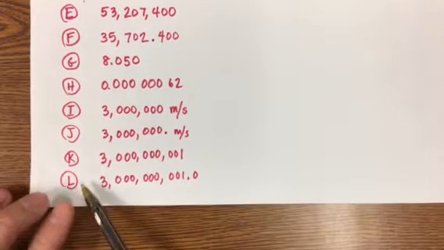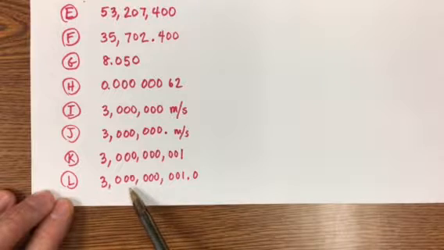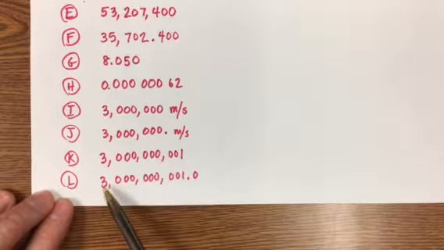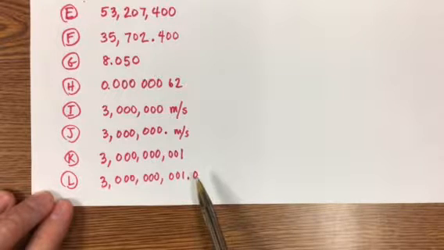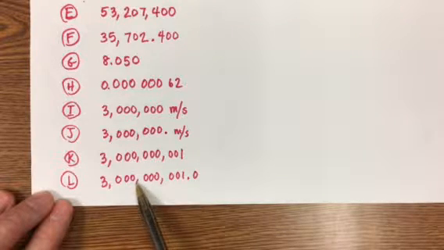L. In this case, you have the same as in K. You have the 3 and the 1 and all the zeros in between. You also have a decimal shown and a 0 after the decimal. So in this case, there are 11 significant figures. 1, 2, 3, 4, 5, 6, 7, 8, 9, 10, 11.